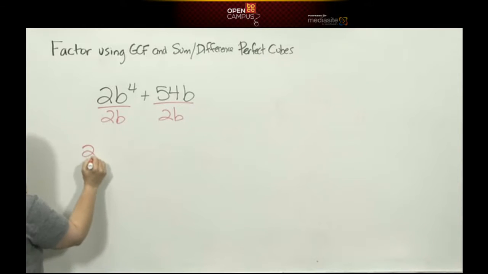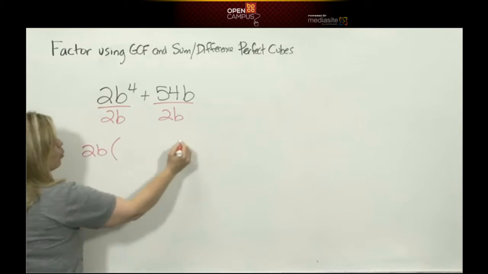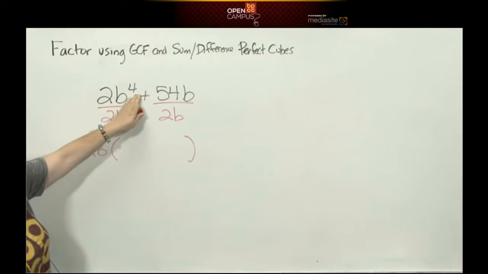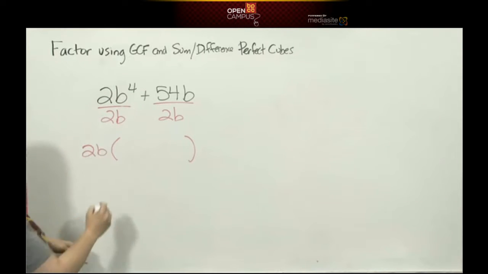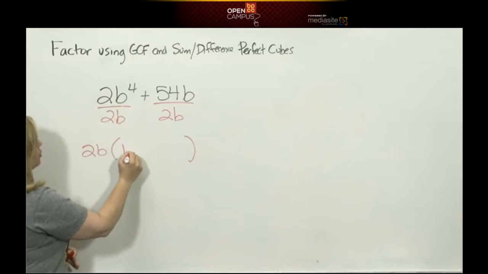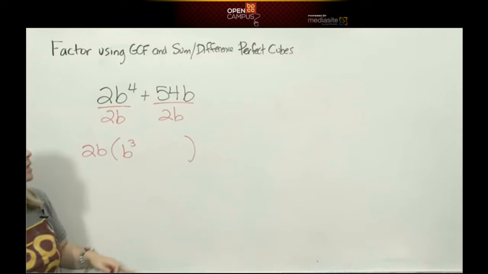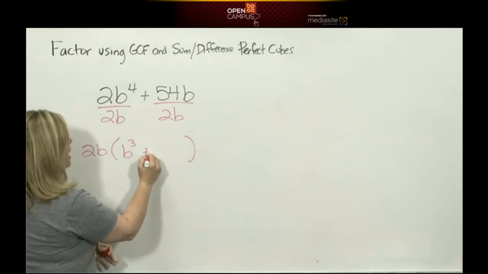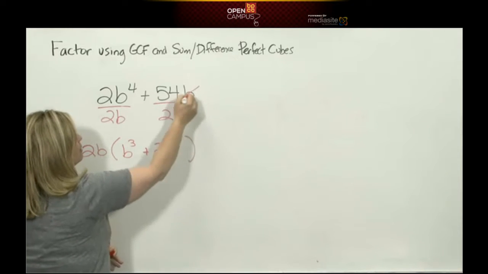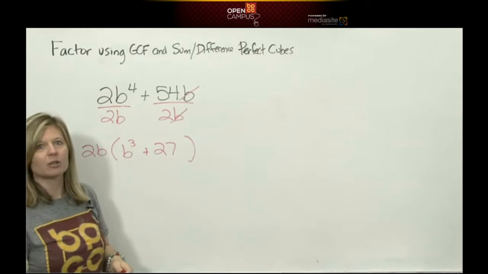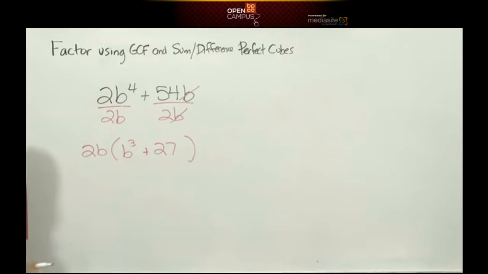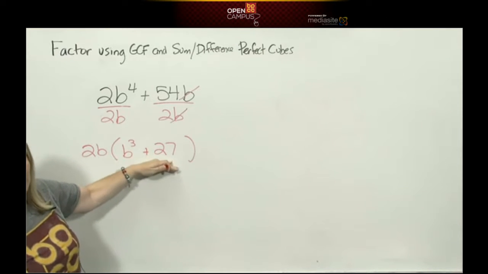So we write our GCF 2b, and we put one set of parentheses to tell me what's left. So 2b to the fourth divided by 2b would be 1b cubed, which is just b cubed. Positive 54b divided by 2b would be positive 27, and the b's would cancel out because they'd make the number 1, and 1 times 27 is still 27. So we pulled out the GCF. This is what's left. Now we reevaluate.